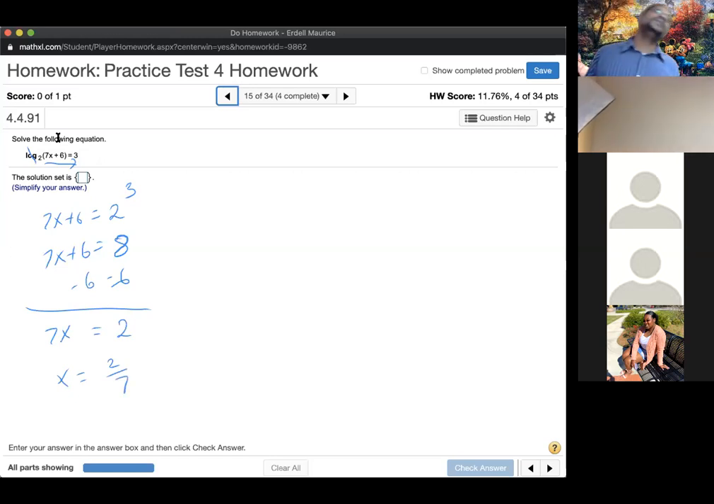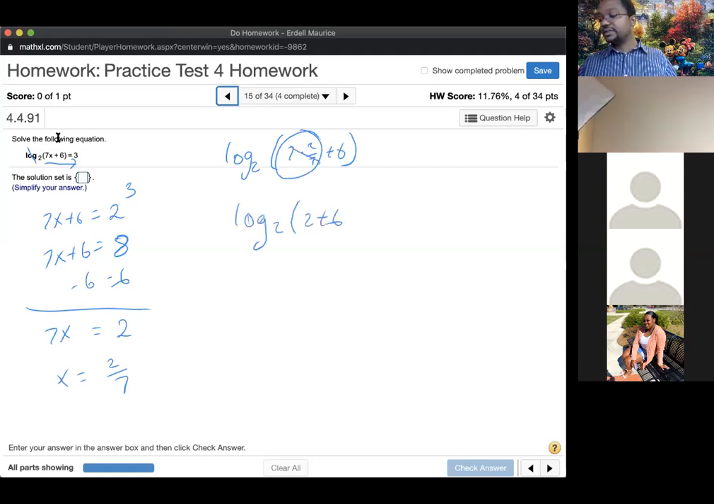Again, this is a log equation. I do need to check my answer. I've got to take this and plug it in. 7 times 2 over 7 plus 6. You don't actually have to work this out to see it's going to be positive. But if you want to, these cancel, and that's going to be 2 plus 6. That's definitely not a negative number. That's definitely not 0. So therefore, this answer is fine. Any questions there?